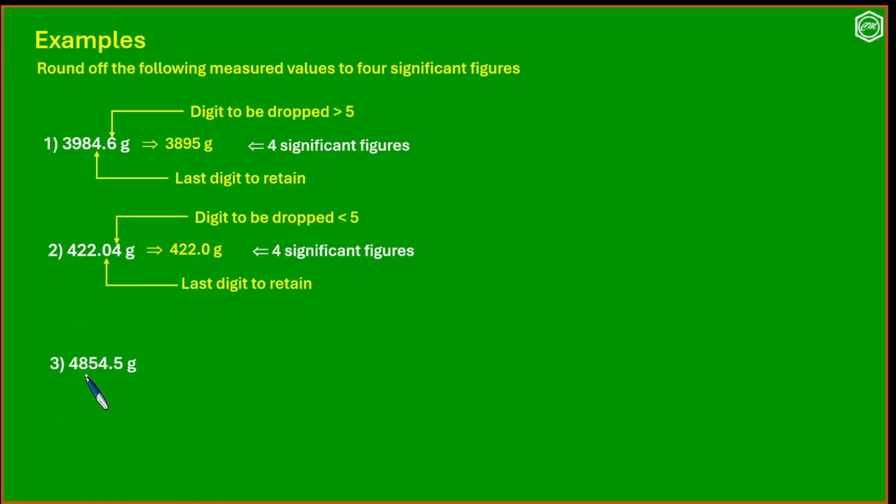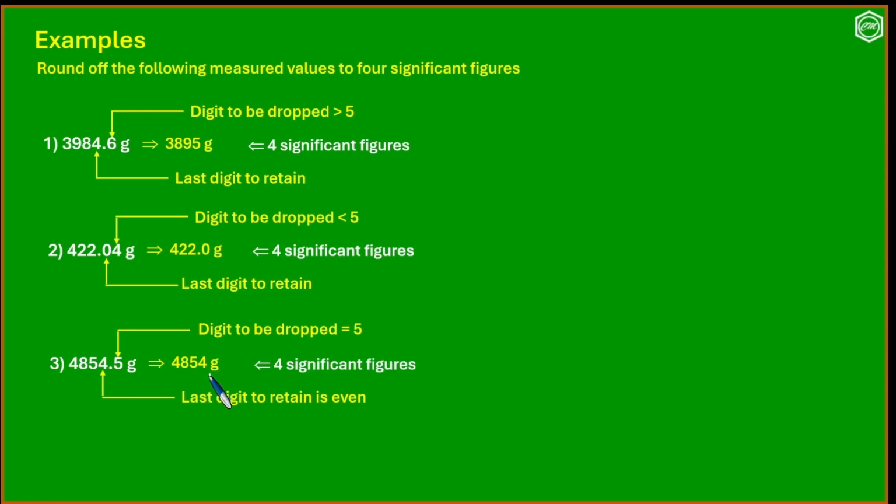Third example, 4854.5 gram. The last digit to be retained is 4 and the digit to be dropped is 5. Since the last digit to be retained is even, it remains as such. Therefore, the round off value is 4854 gram and 4 significant figures.